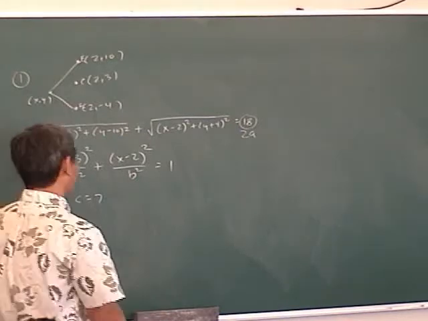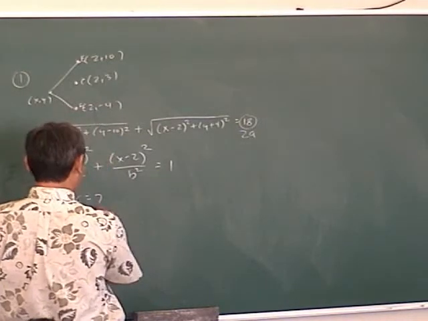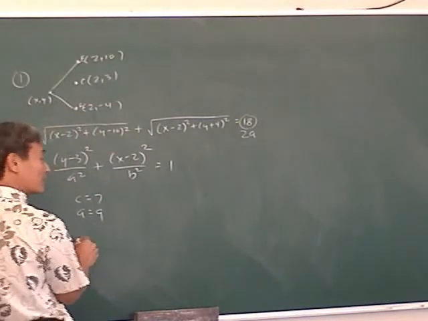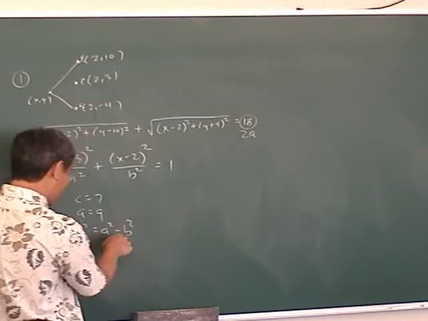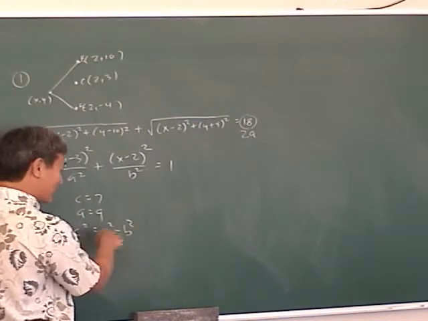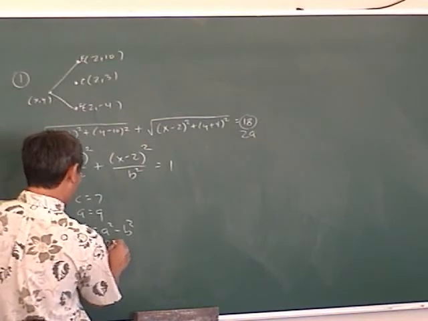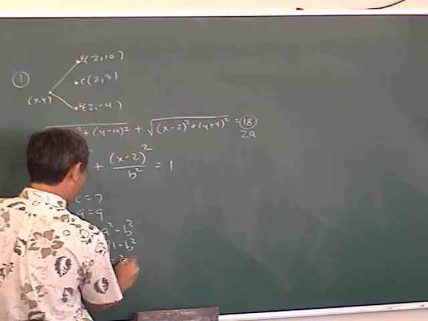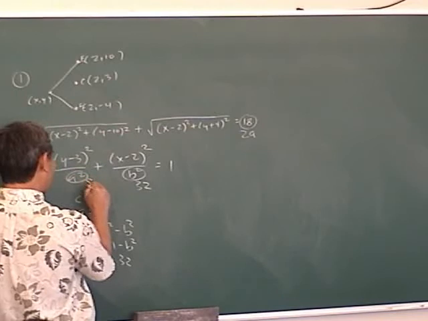You gotta be joking. So if 2a is 18, that means a is 9. And if you know a and c, how do you figure out b? What's the equation you need to know for the ellipse? c squared is equal to a squared minus b squared. You got to know this. This is the most important equation for the whole thing. So 49 is equal to 81 minus b squared. That means b squared is 32. So a is 9, so a squared is 81.